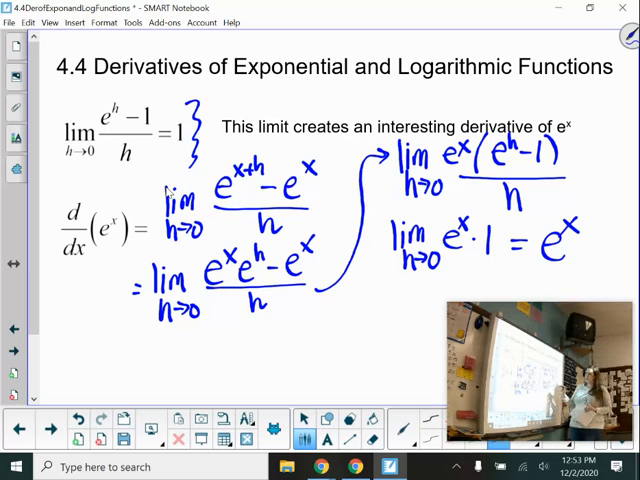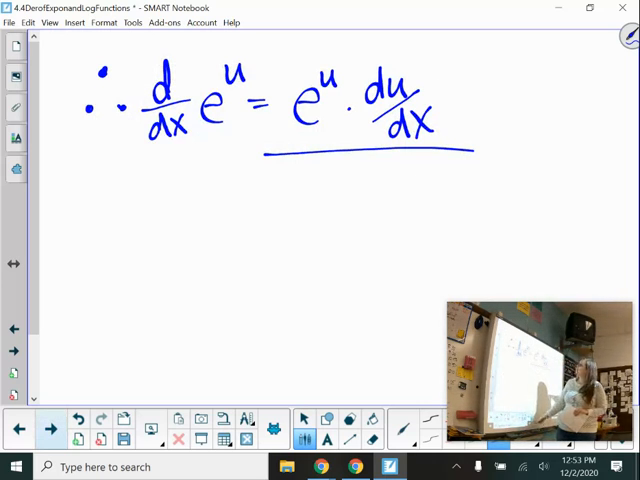You do need to be careful, though, because just like with everything else, we're going to rewrite this as e to the u, because instead of just e to the x, you might have e to the 2x, or e to the sine of x, or e to the square root of x. So you do need to multiply by your du dx. You need to multiply by the derivative of whatever that u function is. But basically, the derivative of e is e.